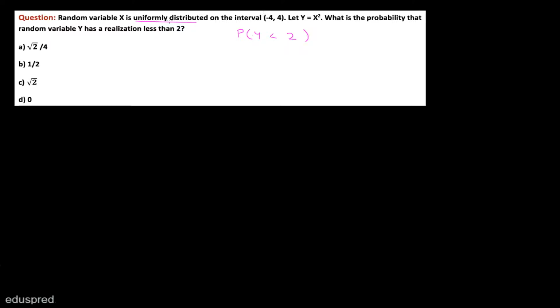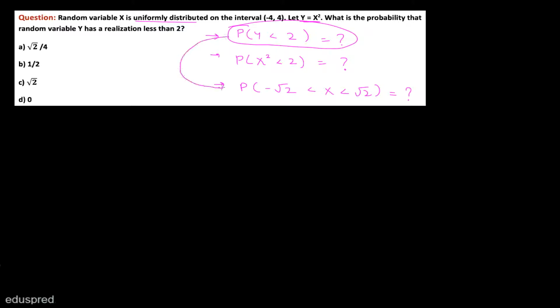Before I start finding this probability, I'm going to simplify this expression. The probability that y is less than 2 can be written as the probability that x square is less than 2, because y is equal to x square. And the probability that x square is less than 2 can be written as the probability that x is between -√2 and √2, because if you want x square to be less than 2, then x has to be between -√2 and √2. So basically finding this expression boils down to finding this expression.